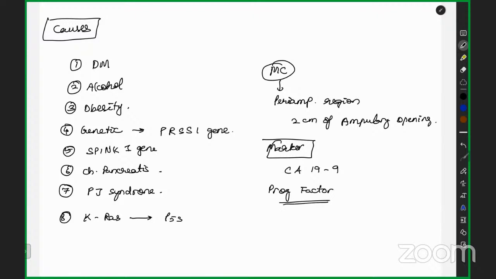Prognostic factor is going to be the stage of disease. Stage of disease is going to be the most important prognostic factor. This comes to the end of the important CA pancreas.